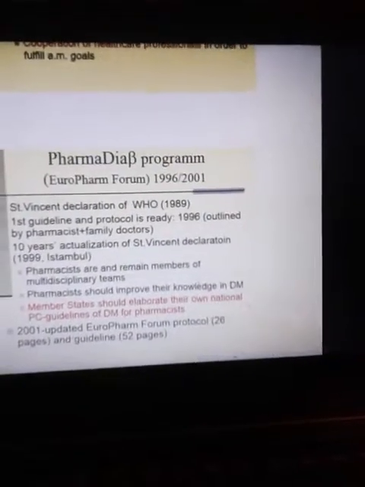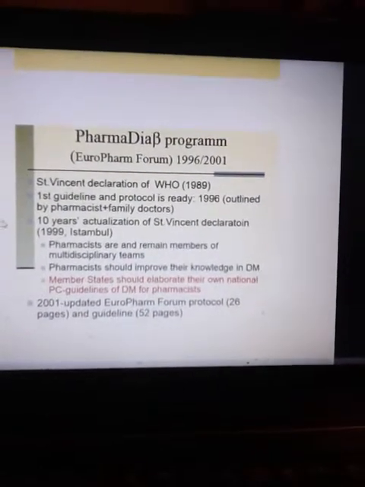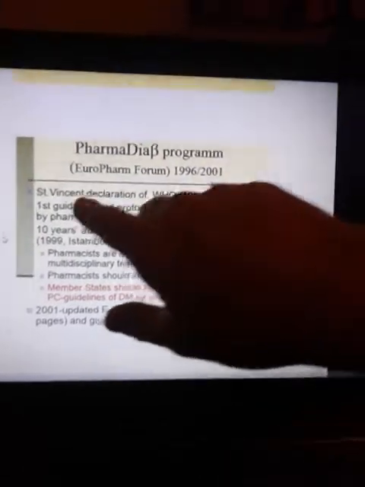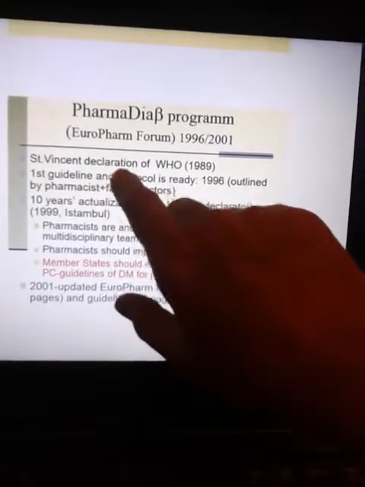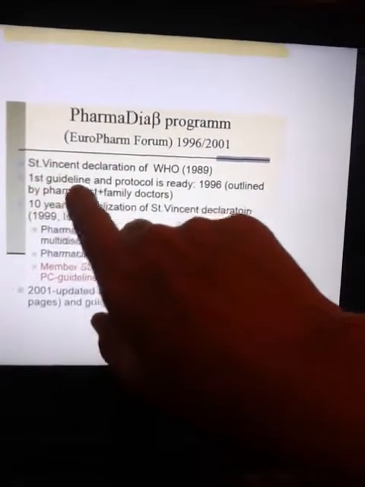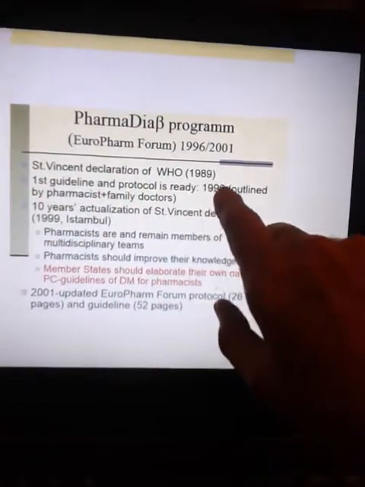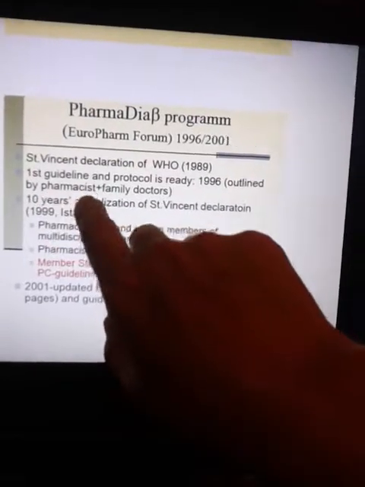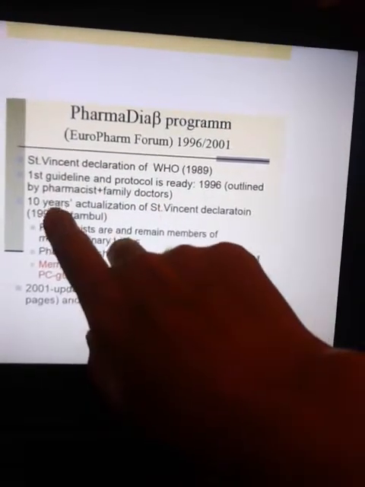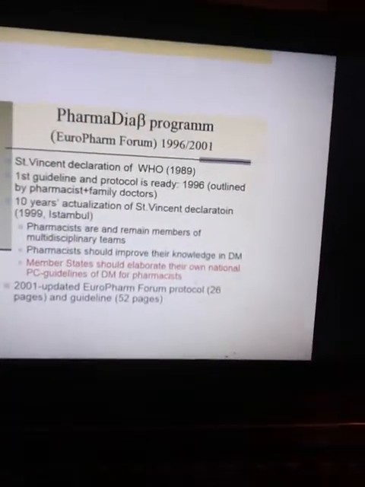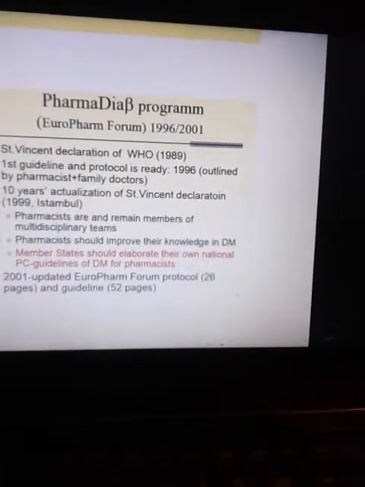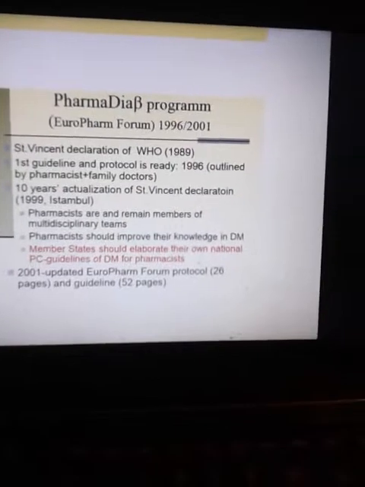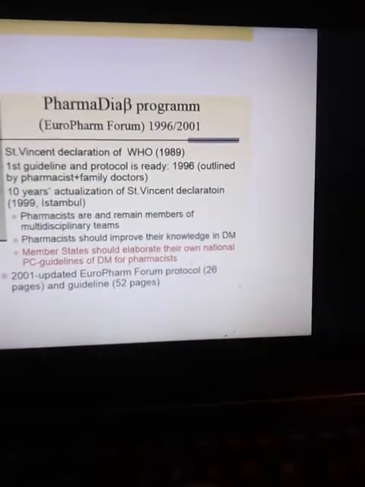Farm Diab program is a Eurofarm forum. St. Vincent Declaration of WHO first guideline and protocol is ready in 1996 outlined by pharmacists and family doctors. 10 years actualization of St. Vincent Declaration in 1999 in Istanbul. 10 years actualization means the approach has been worked on.